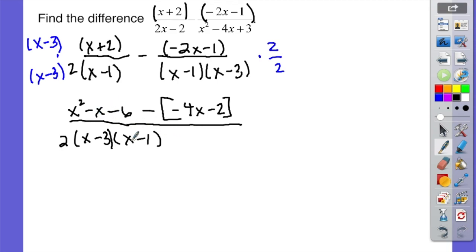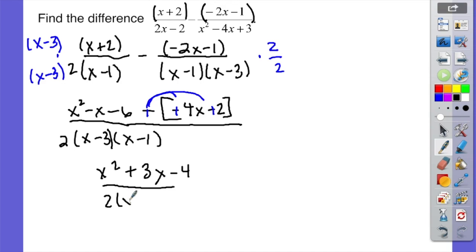Okay, now let's simplify the top. X squared, now look at this minus sign. I'm going to do it in a different color so you see. Do you see how I'm going to distribute that negative to each of these? So this really becomes positive and positive. Right? Negative times a negative makes positive. Okay, so let's collect like terms now. Negative x and positive 4x. What does that make? Positive 3x. Negative 6 and positive 2 makes negative 4. Okay, all over.